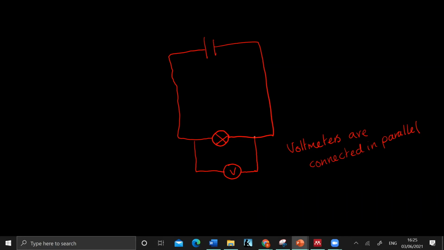The thing is, because voltage has to be measured between 2 points, it measures before and after the bulb. That's where the potential difference, or PD, part comes in. So voltmeters are connected in parallel.